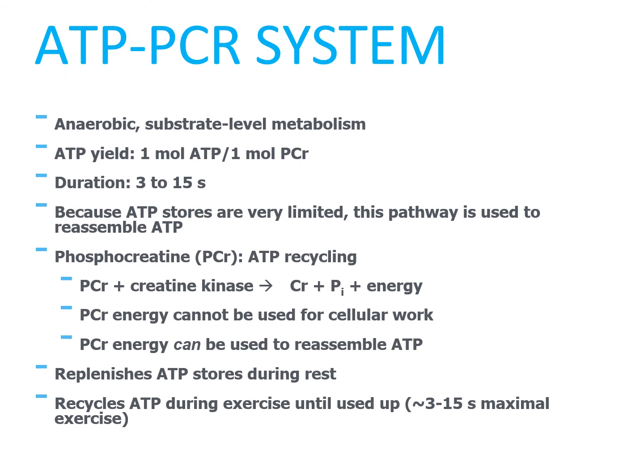Looking at these more specifically, the ATP-PCR system is anaerobic substrate level metabolism. For every one ATP, there is going to be one PCR. This ATP-PCR system only works for about 3 to 15 seconds, and this is because the ATP stores are very limited in the body, so this pathway is used to reassemble ATP quickly. This is going to use a PCR, also known as phosphocreatine.